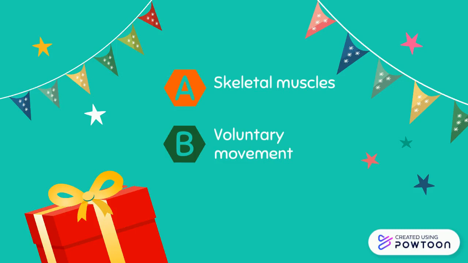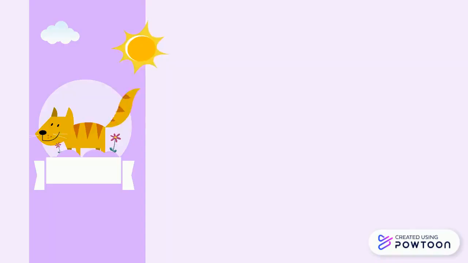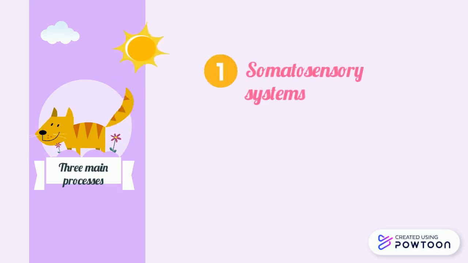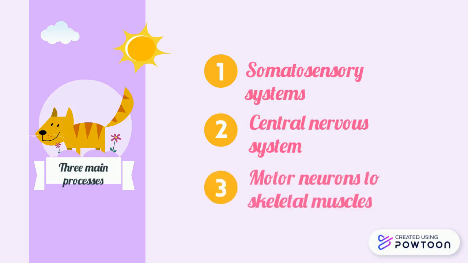Skeletal muscles are controlled by a part of the brain called the somatic nervous system, which is a part of the peripheral nervous system. There are three main processes to how we control skeletal muscles. First, we have the somatosensory systems, which detect stimuli, the central nervous system, which then integrates and processes the information, and finally the motor neurons, which carry the processed information from the central nervous system to the skeletal muscles.